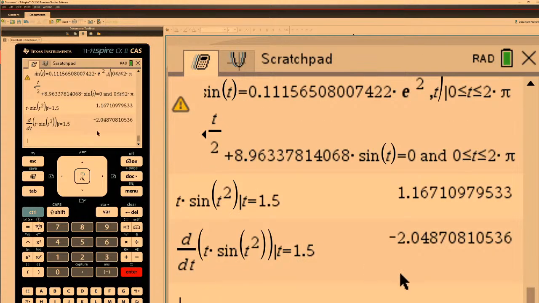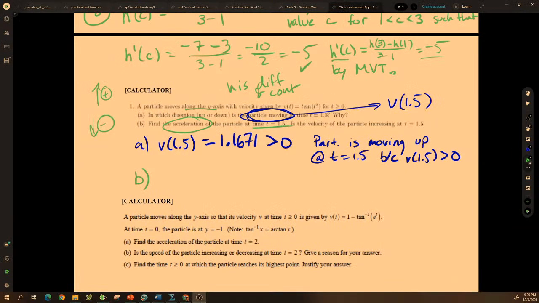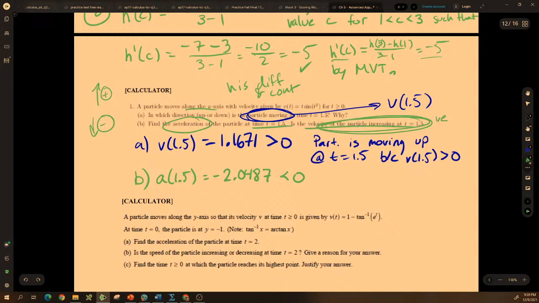So negative 2.0487. Coming back here, we would say that A of 1.5 equals negative 2.0487, which is less than 0. And they ask, is the velocity of the particle increasing? Remember that velocity increasing means acceleration is positive. So we'd say no, the velocity is not increasing at t equals 1.5 because A of 1.5 is less than 0.